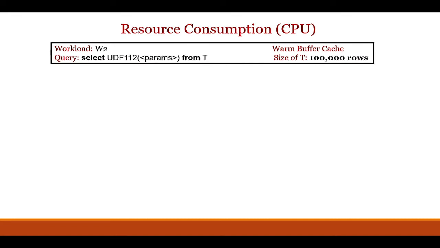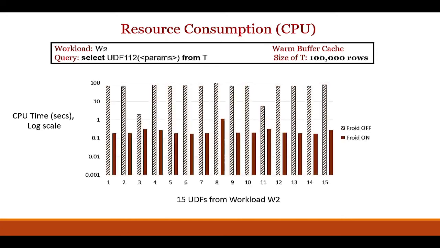And again, we also get savings in terms of resource consumption. This graph shows CPU time. Again, from one of the customer workloads, we have selected some UDFs. The pattern was the same for all of them. So with Froid off and on, you can see that there is a huge difference in terms of the CPU time for these queries.